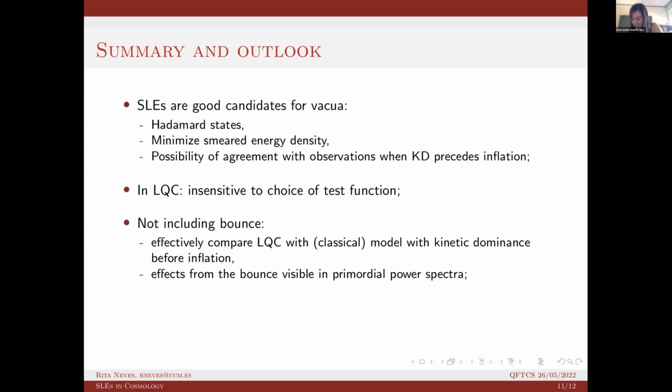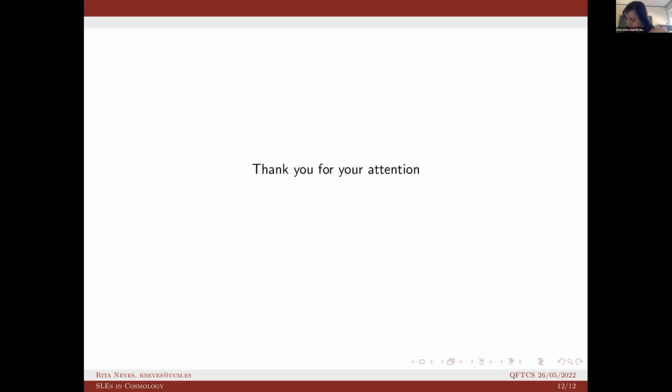Now, since the primordial power spectrum is obviously not what we directly observe in the CMB, what we are doing now is performing a Bayesian analysis so that we can constrain some parameters, either of the states of low energy, of the vacuum, or parameters of the quantization itself as well. So that's it. Thank you for your attention.